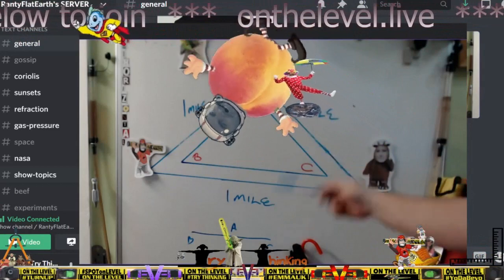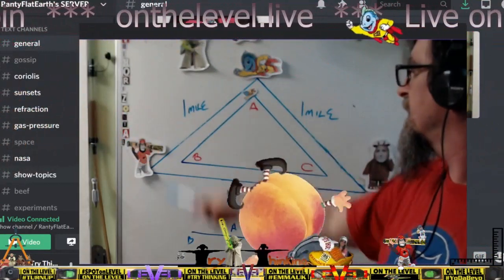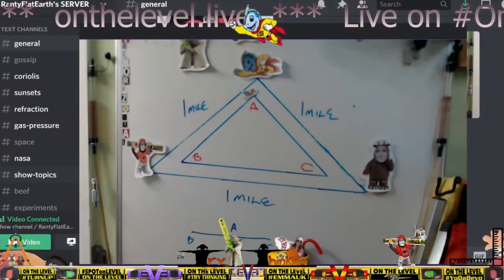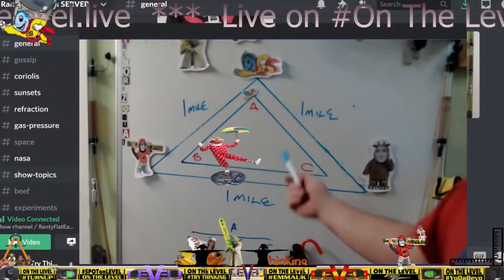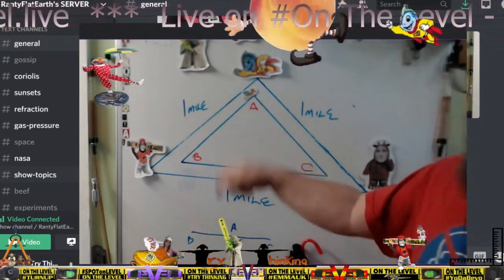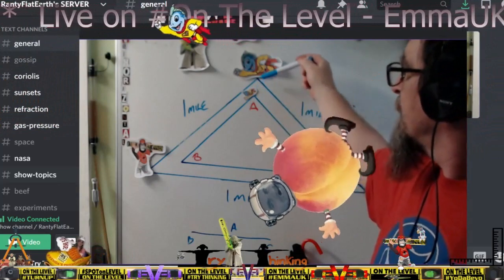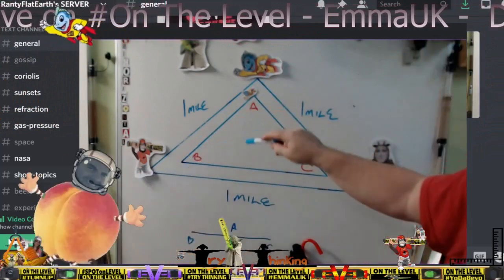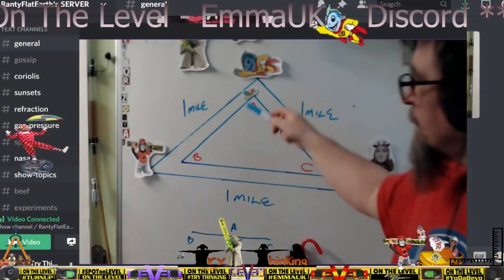All the sides are a mile long, so call it an equilateral triangle. The three angles add up to 180 degrees. You know the deal with triangles. You're okay with that, though? Triangle, 180 degrees. Yep. Okay.